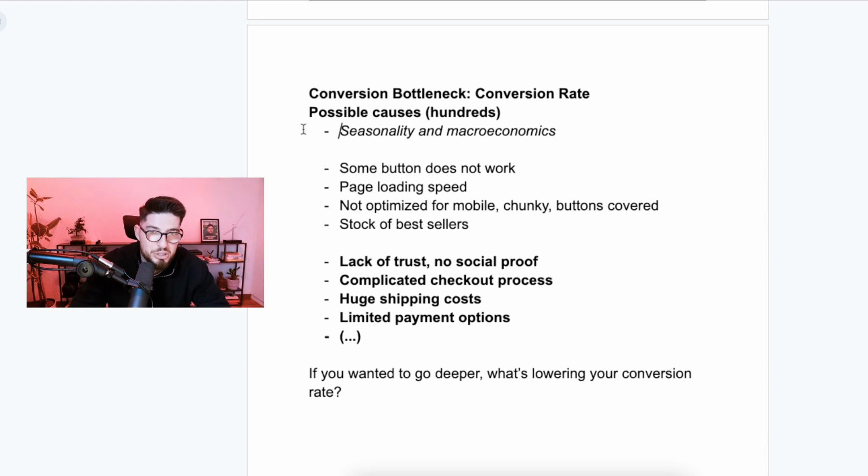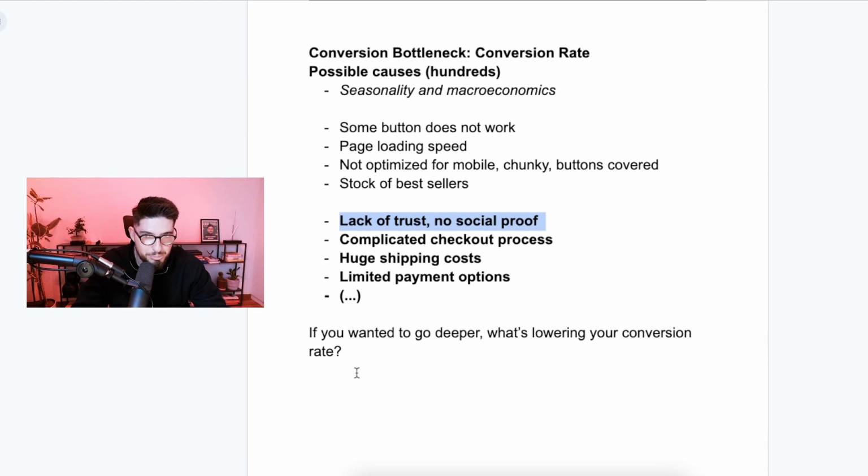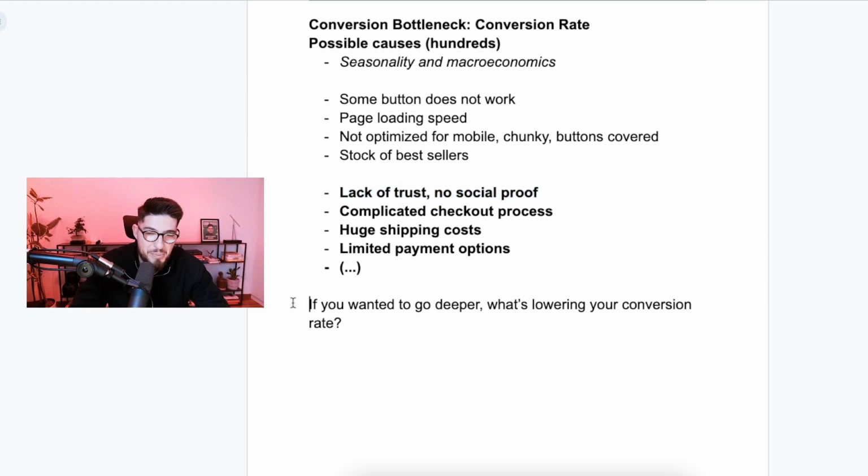So possible causes for the conversion rate. Some page button doesn't work. Page loading speed is not optimized for mobile. Stock of bestsellers, no stock, lack of trust. There are many, many reasons, right? But this is already creating a problem because you have to go deeper. What is lowering your conversion rate?